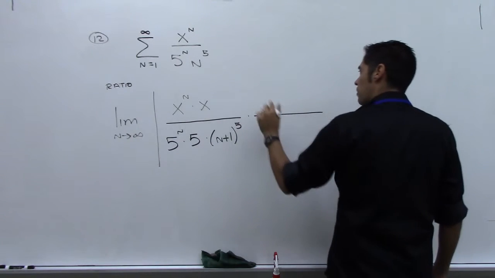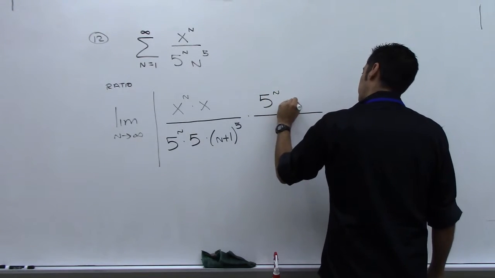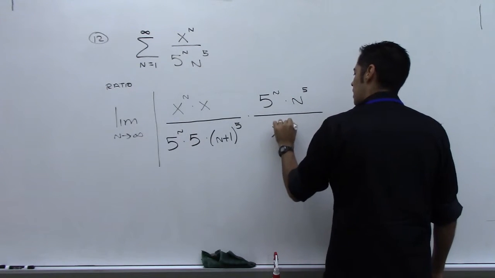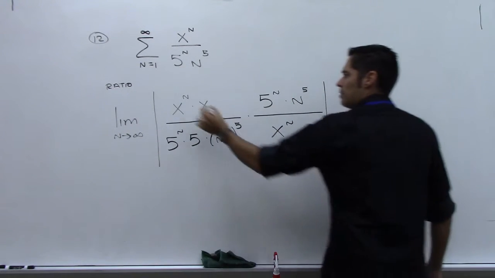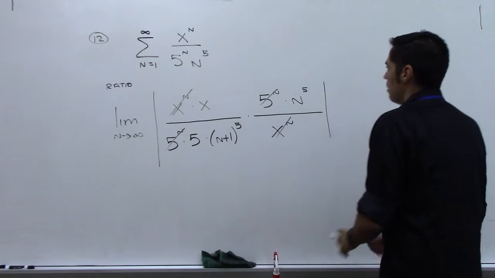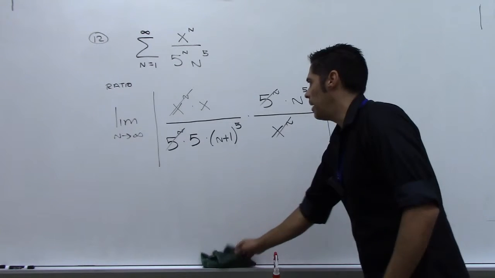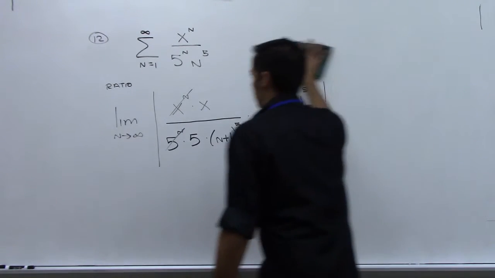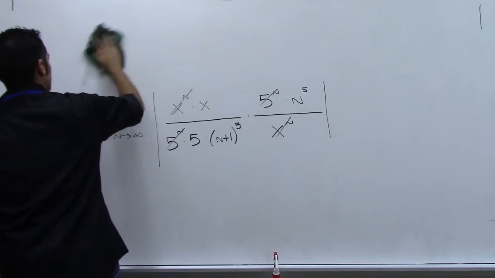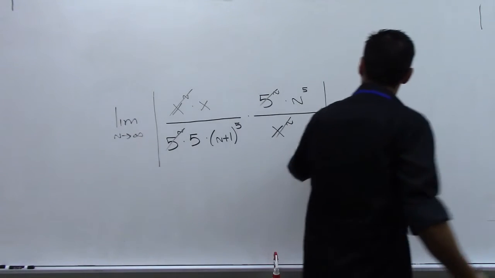And then I do that flipped over. So 5 to the n, n to the 5th, it's multiplication, and then x to the n down here. And I get some cancellation here, here, here, here. And then I'll start to group together all my n stuff and then all my x stuff. Separate those. So, oh, and I want this to be less than 1.